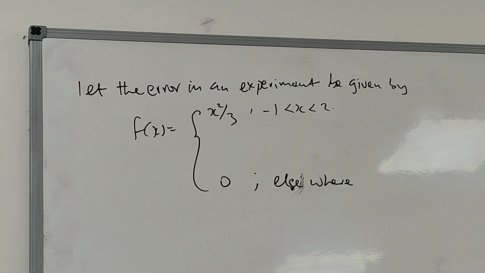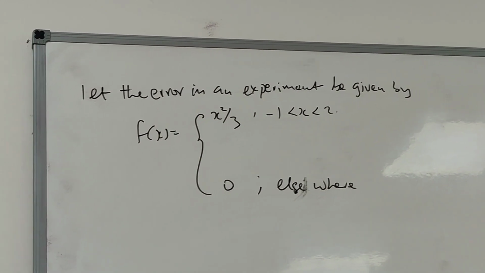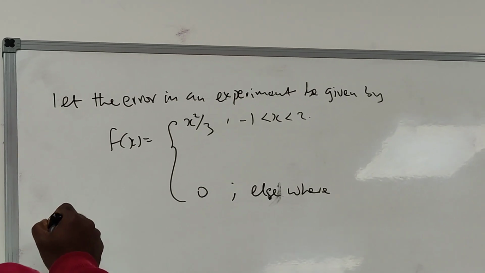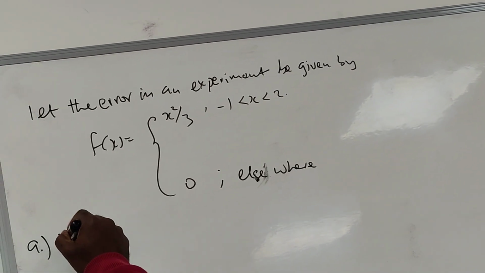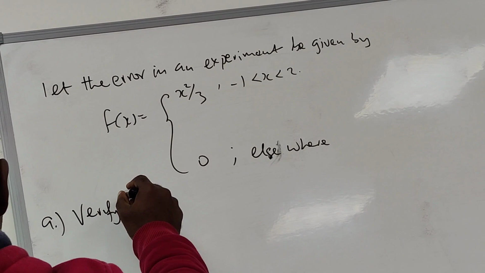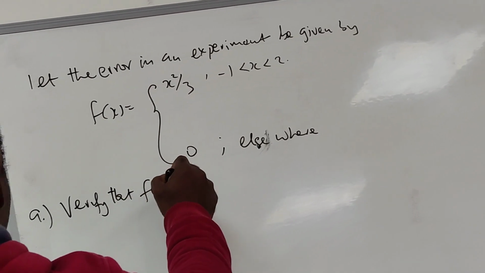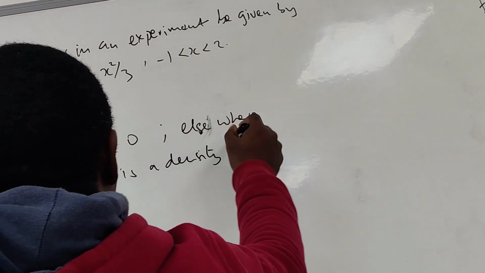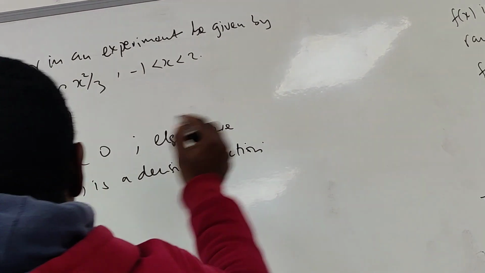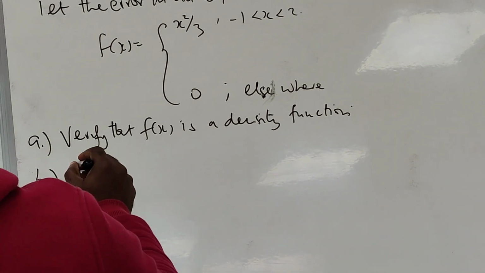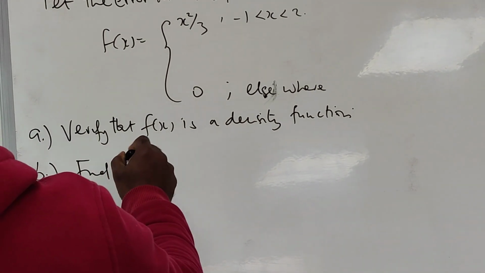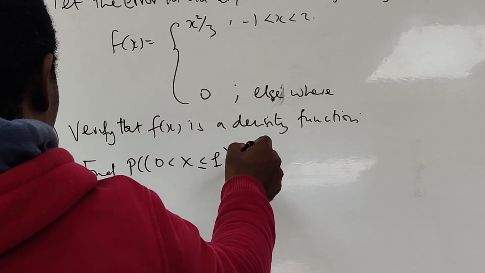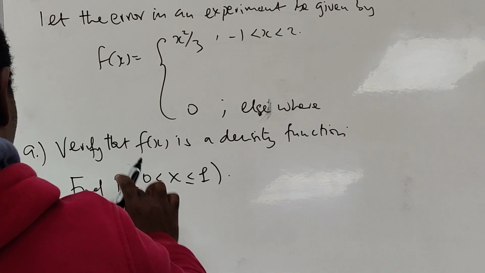Let the error in an experiment be given by this. Okay, the question is incomplete. A. Verify that f of x is a density function. Okay. B. Find the probability 0 less than x, x less than or equal to 1. So we are asked to find this probability.